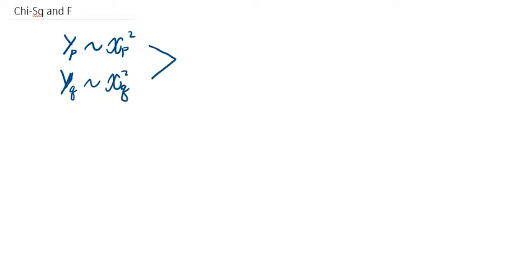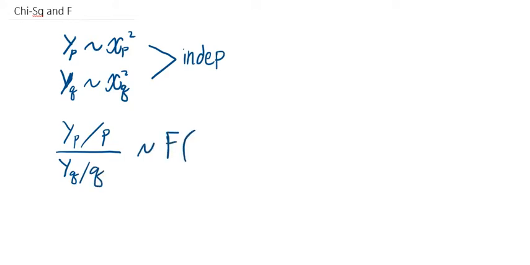The connections between a chi-square and an F distribution. Now, we have that if we have a chi-squared Y sub p and another chi-squared random variable Y sub q, where Y sub q has q degrees of freedom and Y sub p has p degrees of freedom, where these two are independent, then Y sub p divided by p over Y sub q divided by q is going to be distributed F with p degrees of freedom and q degrees of freedom.